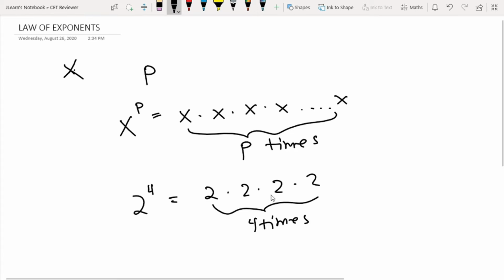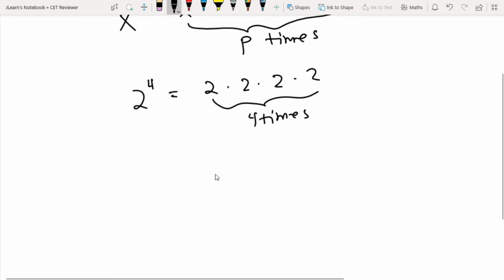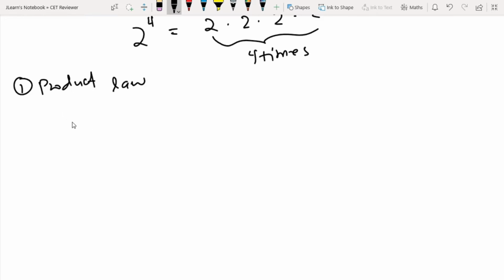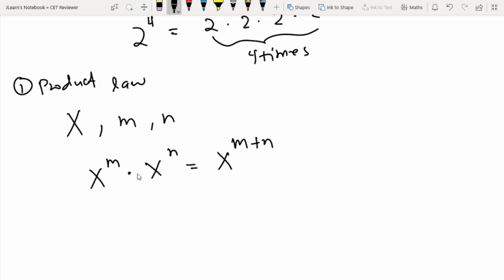So let's introduce the laws of exponents. The first law is the product law. The product law states that if you have an algebraic expression x, and you have exponents m and n, then x to the m times x to the n equals x to the m plus n. This is relatively easy to prove. If we have 2 cubed times 2 squared, that should be equal to 2 raised to 3 plus 2, which is equal to 2 raised to 5.